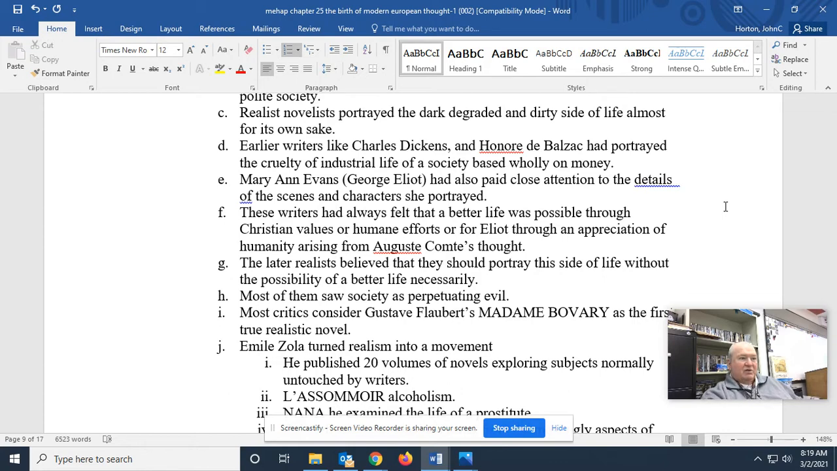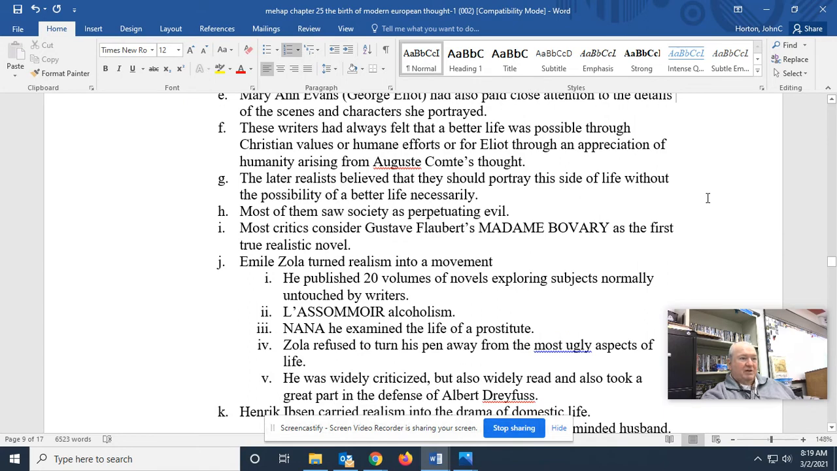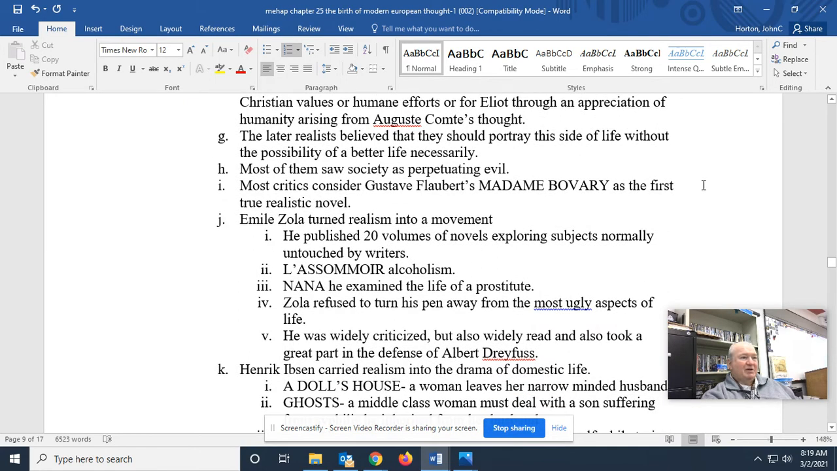Marian Evans, whose pen name was George Eliot, paid close attention to the details of the scenes and characters she portrayed. These writers had always felt that a better life was possible through Christian values or humane efforts, or for Eliot, through an appreciation of humanity arising from the thought of Auguste Comte, the father of modern socialism. The later realists believed that they should portray the side of life without the possibility of a better life necessarily. In other words, to be honest, portray it realistically.